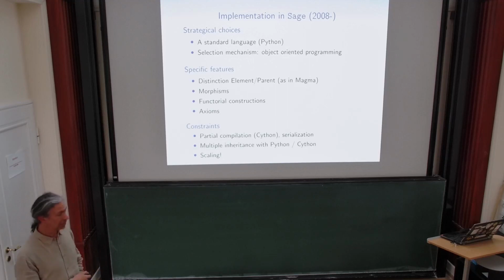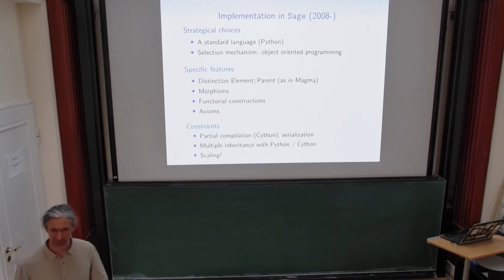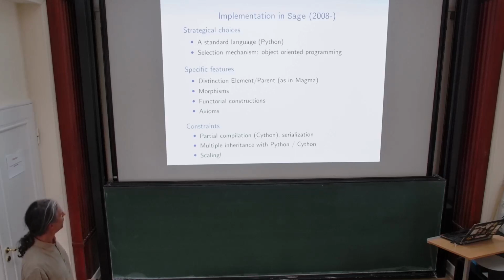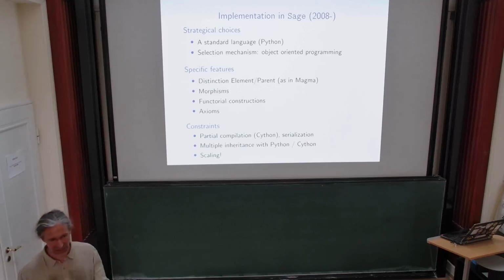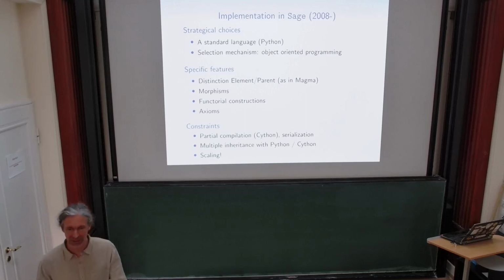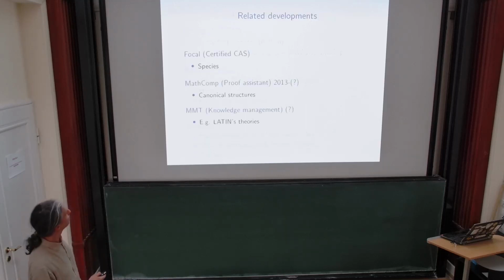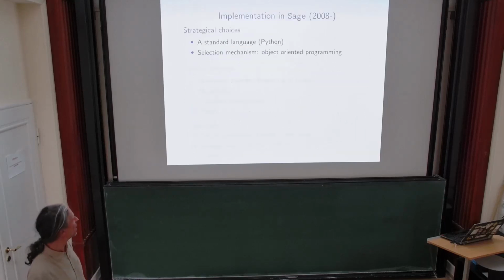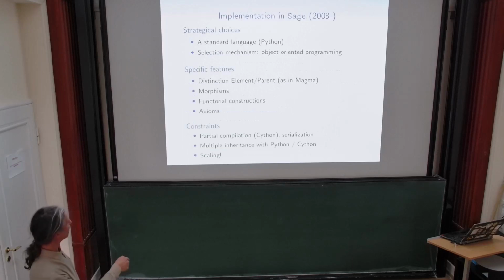The main constraint that we had was that a lot of code in Sage is not in Python, but in Cython, so compiled Python. So we wanted to have something that would work reasonably well with that. We wanted to have serialization to be able to save objects and recover them, even if the code has changed. Python is something that really is about fast speed, and it's meant to be single inheritance. So we had to find a way to combine these, and the main problem was scaling.